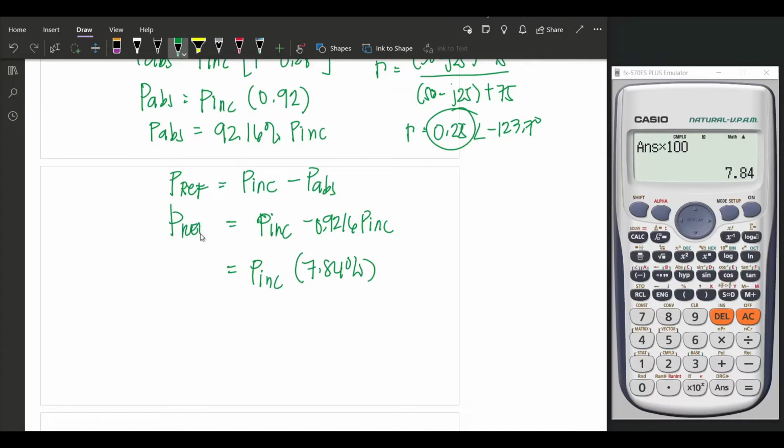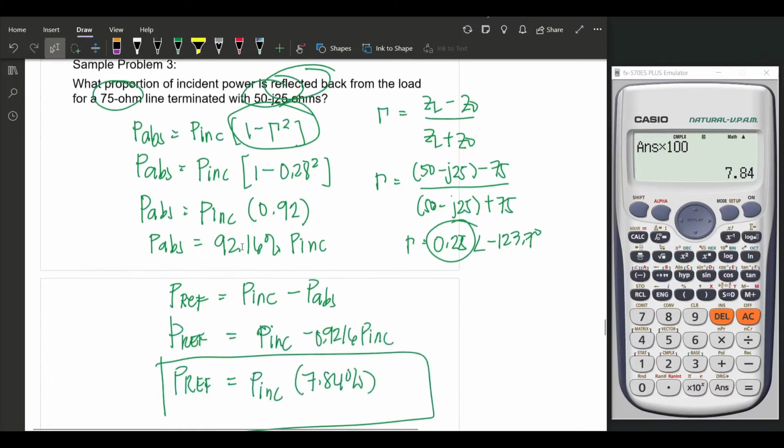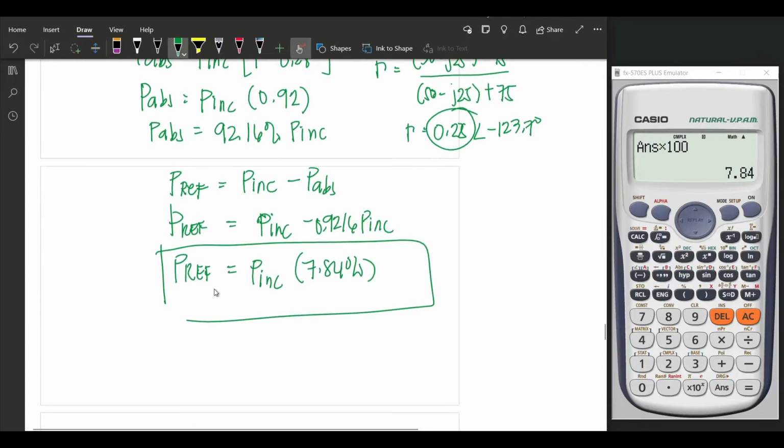So, this is the reflected. So, ito yung tinatanong dun sa question. So, yung proportion or yung parang percentage. So, if 92.6% ng incident power yung na-absorb, so meaning, 7.84% nun yung nag-reflect. So, that's how you compute for the reflected power.